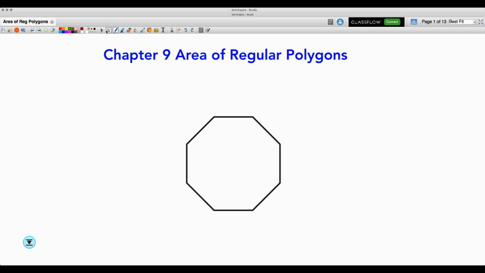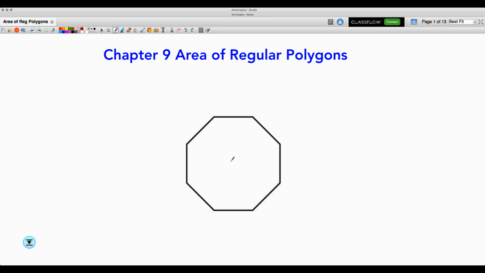Okay, so we're going to continue on with chapter 9. We're going to find the area of regular polygons. So you know how to find the area of triangles and trapezoids and parallelograms and different things like that. But what if it's a regular polygon? Like here I've got a regular octagon, so it's got 8 sides. So we don't really have a formula for that, do we?